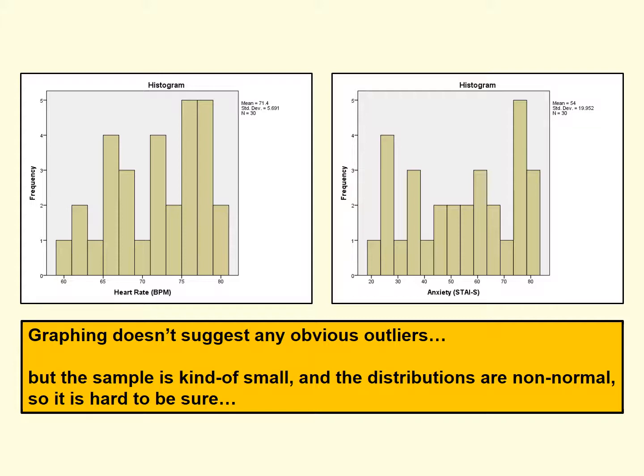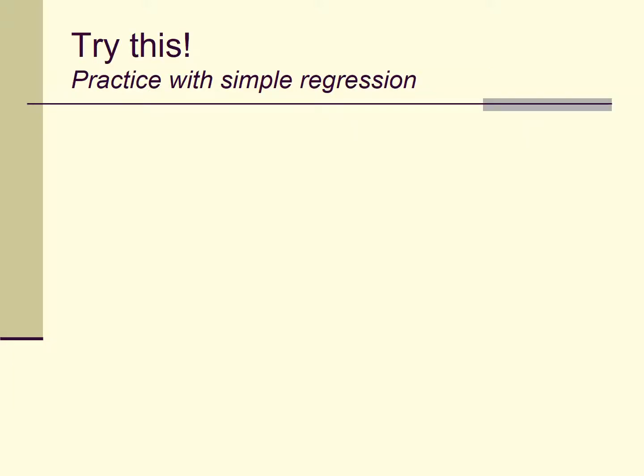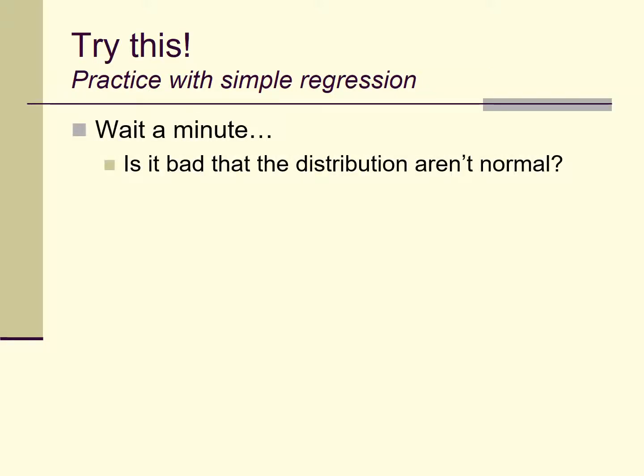Graphing like this doesn't suggest any really obvious outliers, but the sample size is kind of small. We're 30 people. We're on the margin between what we consider a small sample and a large sample. The distributions are sort of non-normal in shape, so it's hard to be really sure if there are outliers there. And by the way, you might be wondering, is it bad that our sample distributions are not normal for these two variables?